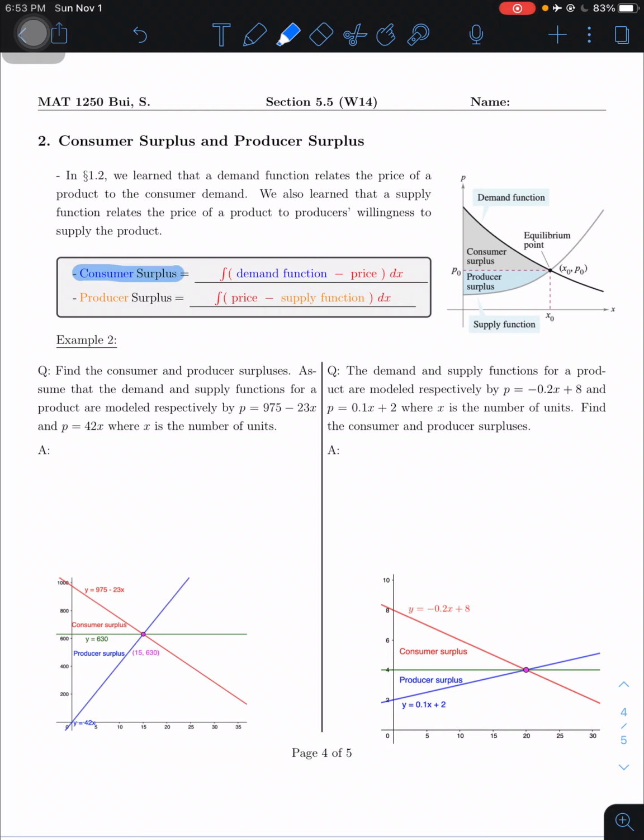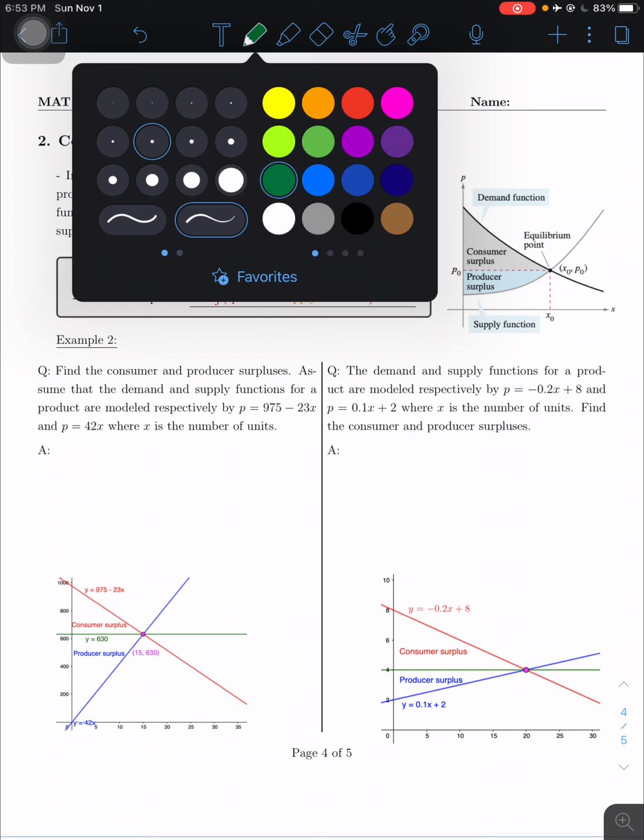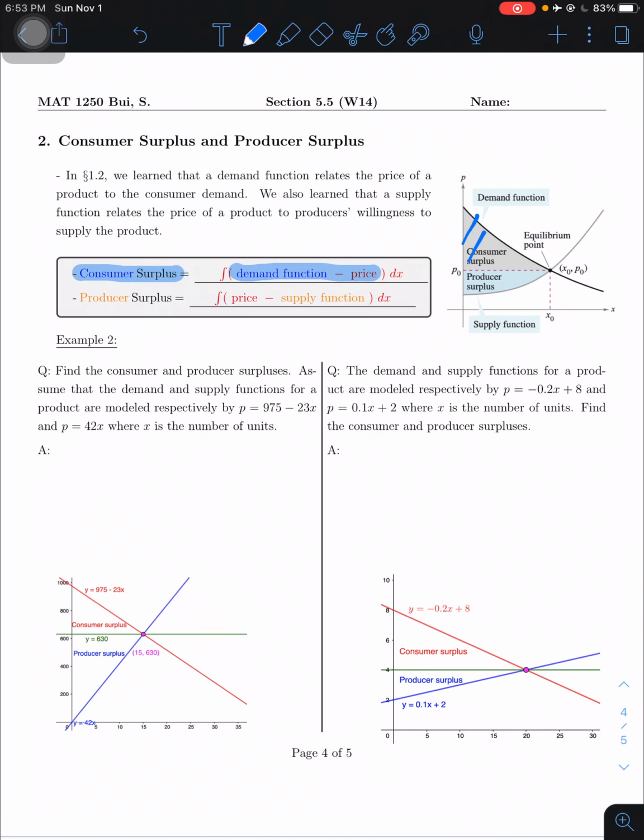For consumer surplus, what we're going to do is integrate the demand function minus the price function. Why is that so? Well, for consumer surplus, we're talking about this area in here in blue shaded, right? And as you can see, this function in here is the demand function. It's on top, right? And then the price function, this one in here, is P0 for the price. That's why we have to do demand minus P0, or the demand minus price.